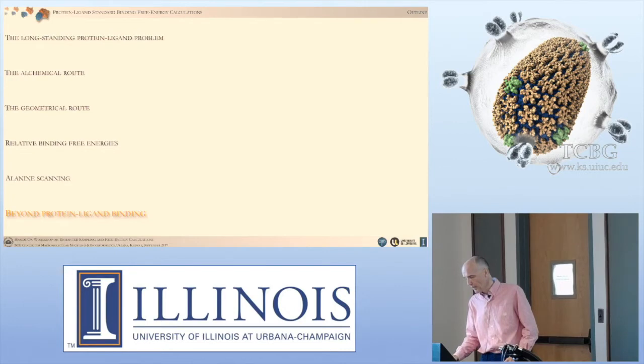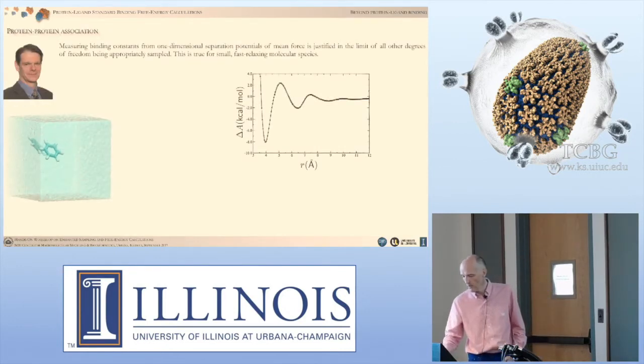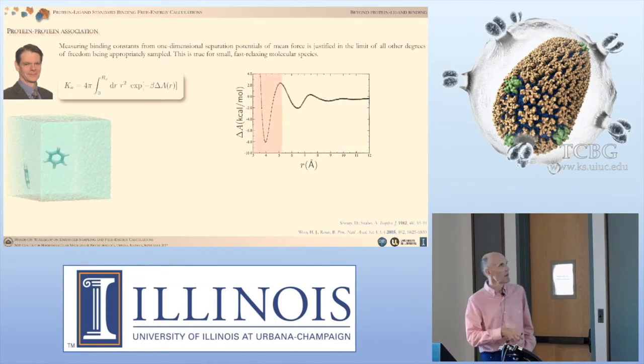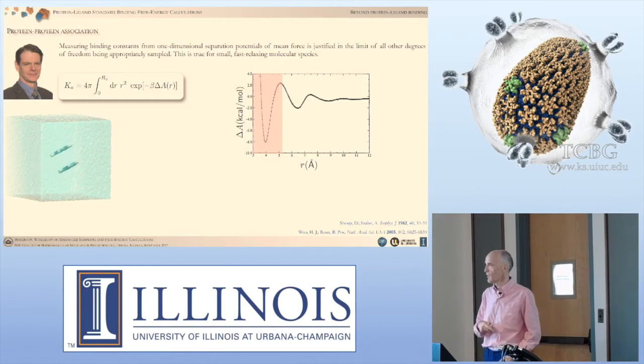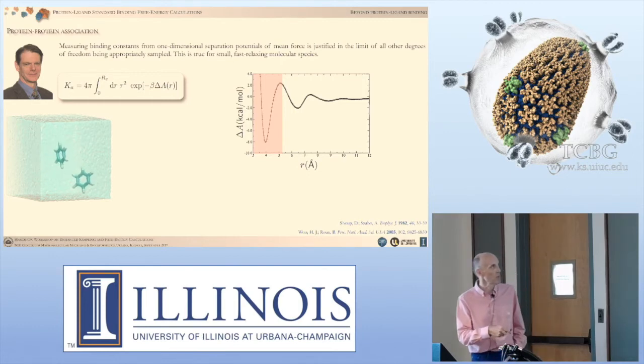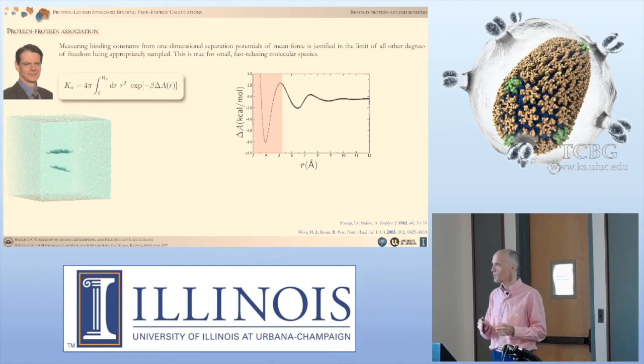So beyond protein-ligand binding, I will finish this chapter with this consideration. This is a typical association problem. You have two benzene molecules dancing in a box of water, and you're interested in the association of the two benzenes. We talked about it the other day. They can associate in a stacking motif. They can associate in a parallel displaced motif.